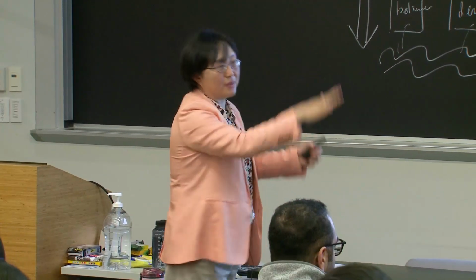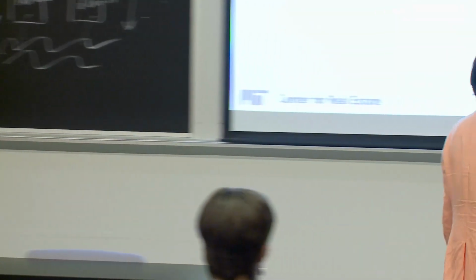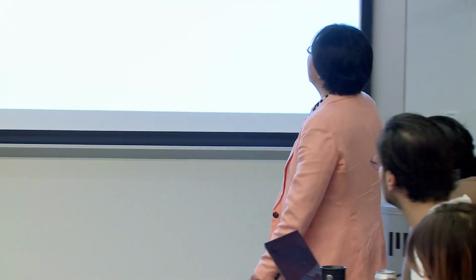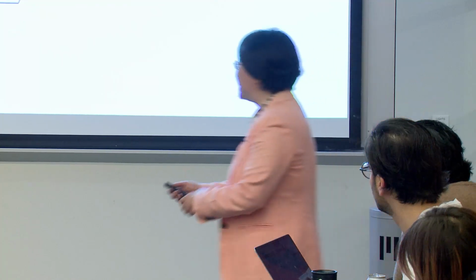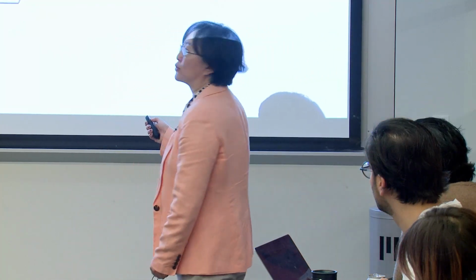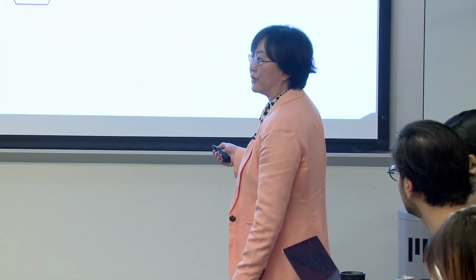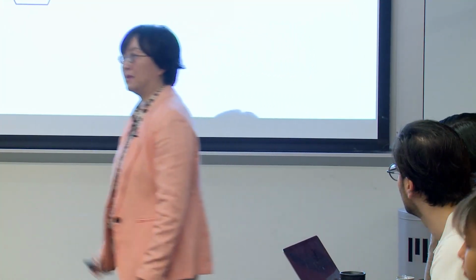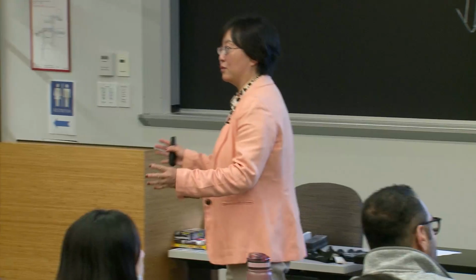Because the flood zone may be very low elevation and very close to the coastline, we say, okay, we want to quantify this flood risk impact on housing prices. Then we have a very simple way to do so. We compare the treated area, the one that got flooded, with the one without flooding. Then we calculate the gap in housing price between these two areas, and we draw a conclusion.